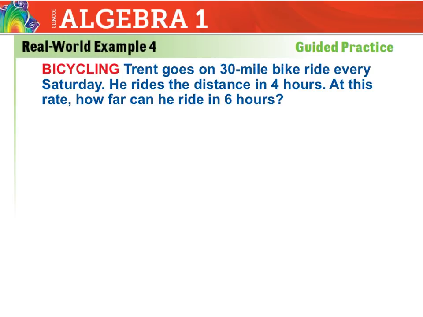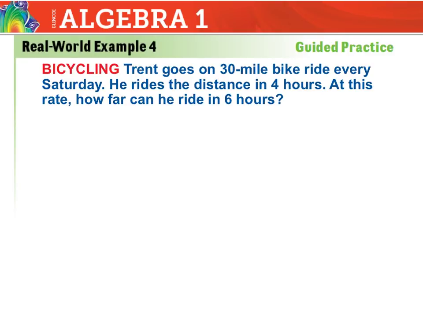All right, Trent goes on a 30-mile bike ride every Saturday. He rides this distance in 4 hours. At this rate, how far can he ride in 6 hours? All right, so this one, a little bit different. No ratio here. Identify the two variables, that's what our fraction is going to be. And the great part about it is it doesn't matter which variable goes in the numerator or which goes in the denominator. We're good to go.